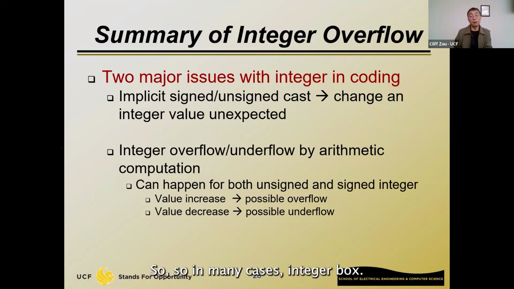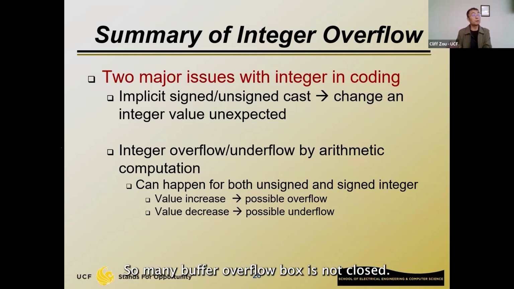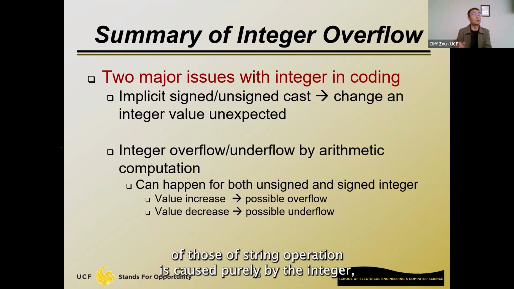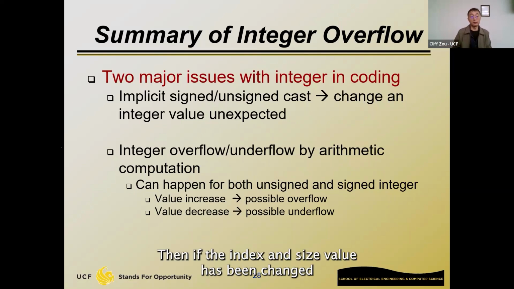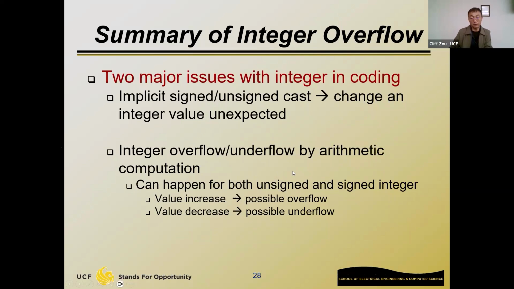So in many cases, integer overflow bugs are the starting point of buffer overflow bugs. Many buffer overflow bugs are not caused by the non-null-terminated byte, or by string copy and those string operations. They are caused purely by the integer, because whenever you do a string operation, you need some integer to specify the index or the size. Then if the index and size value has been changed unexpectedly, you could have buffer overflow bugs.